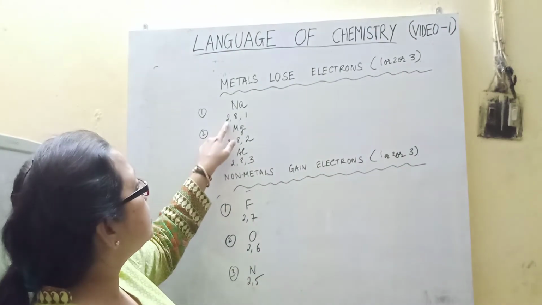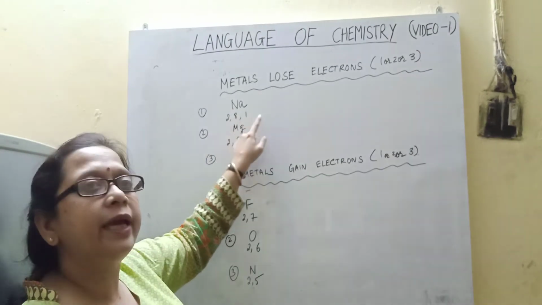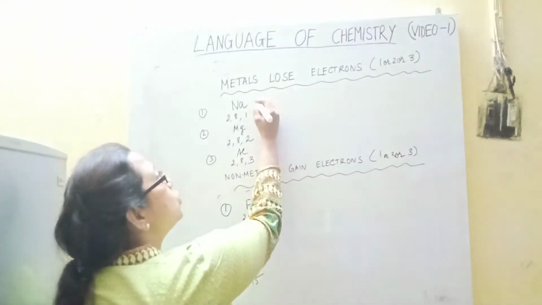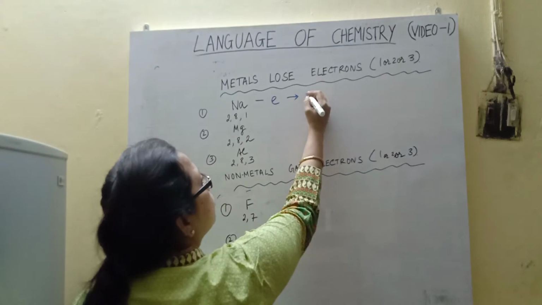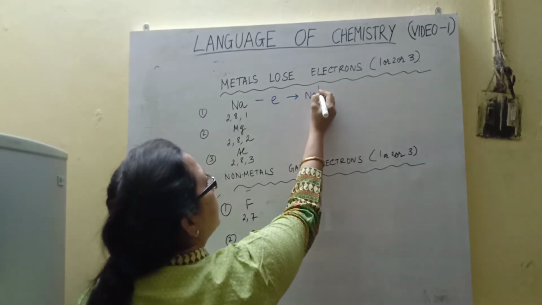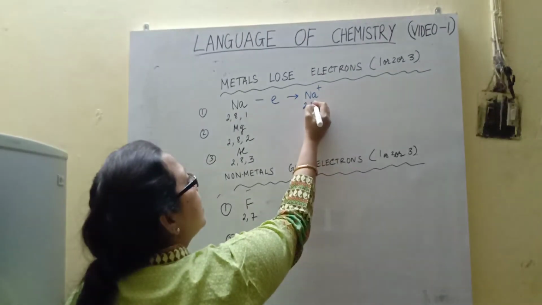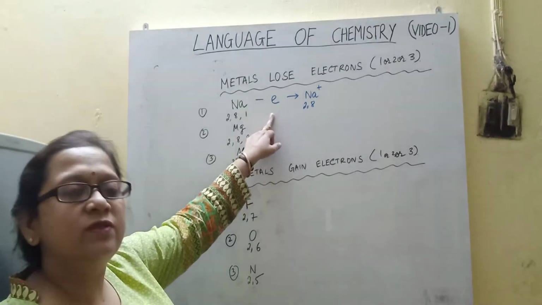Now here we see sodium, whose electronic configuration is 2,8,1. To attain an octet, it will lose 1 electron, and after it loses 1 electron, it becomes Na+. So it has attained an octet and it has lost 1 electron, so its valency is 1.